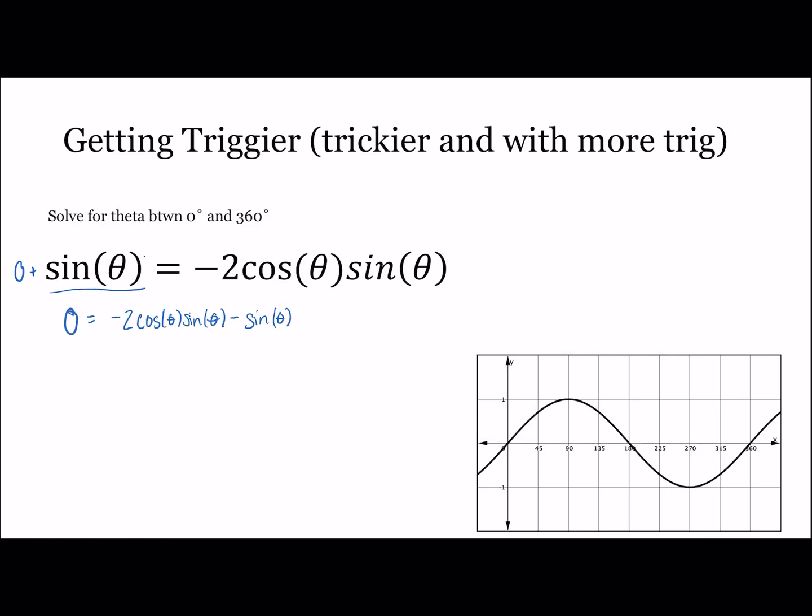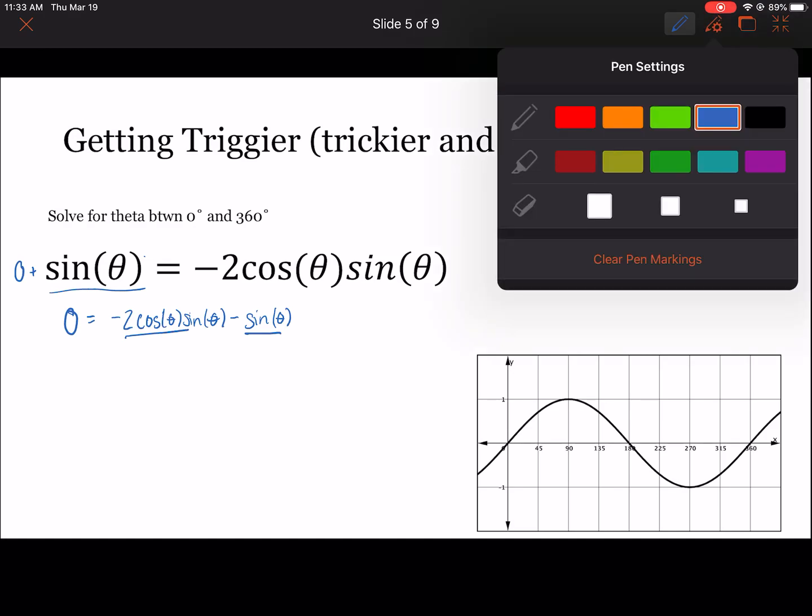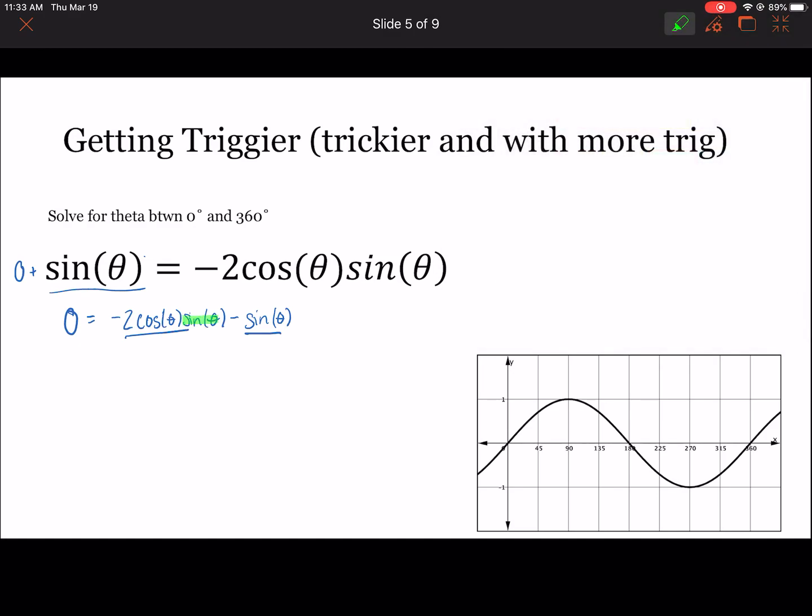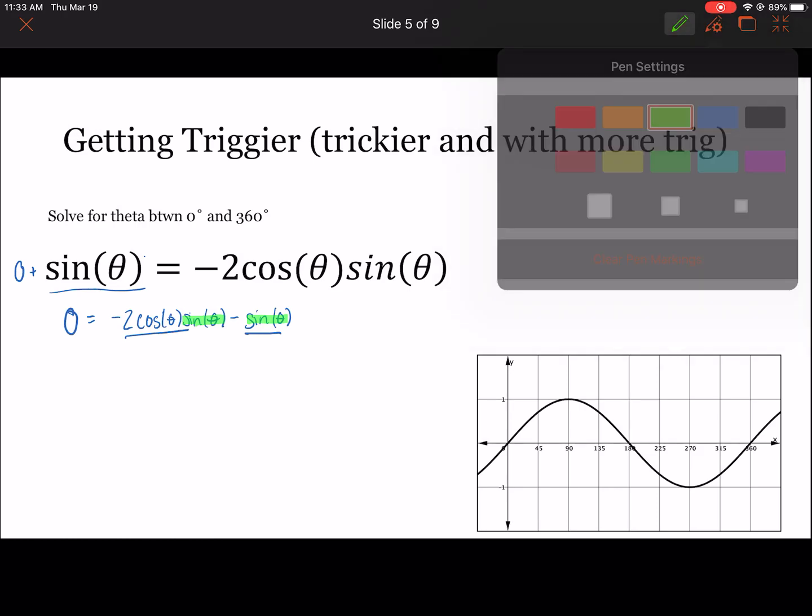Okay, so now I have everything that's involving theta on one side of the equation. It looks a little bit more concise, but now I've got two terms that are both being subtracted. If you notice, in both of these terms, there is a sine of theta involved. So I'm going to factor that out in front.